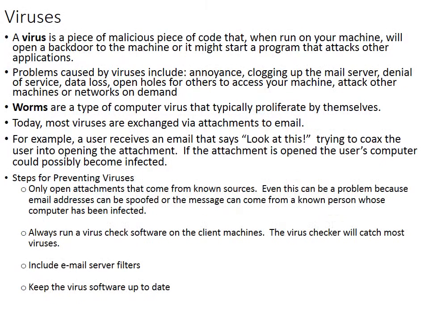A virus is a malicious piece of code that, when run on your machine, will open a backdoor to the machine, or it might start a program that attacks other applications. Worms are a type of computer virus that typically proliferate by themselves. Today, most viruses are exchanged via attachments to email.